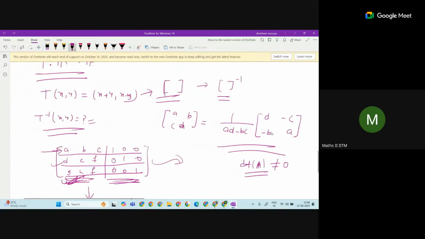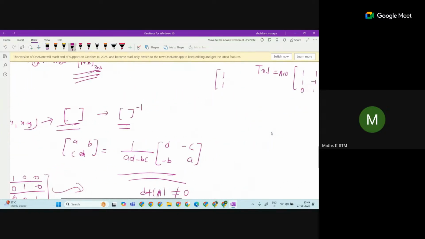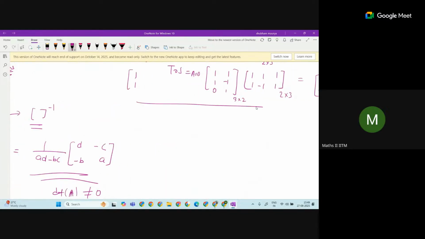So let's not waste time on this. Let's discuss the range and null space. These are some compositions of linear transformations and inverses. The next is the null space and the basis of it. The dimension of the null space is called the nullity. And you have a range space, and the dimension of that space is called the rank.